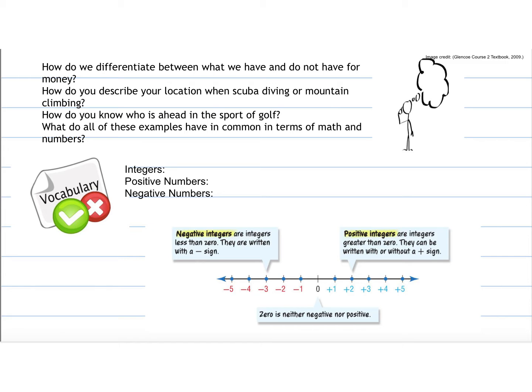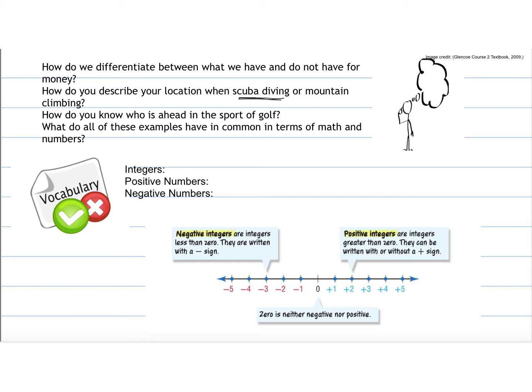So just to think about a few things, how do we differentiate between what we have and do not have for money? If we have money, we're positive. If we owe someone money or we don't have money, then we are in the negative or at zero. How do you describe your location when scuba diving? Scuba diving, you're below sea level, so that's going to be a negative amount of feet. And mountain climbing, you're way above, you're pretty high, so that's going to be positive. How do you know who is ahead in the sport of golf? If you have watched golf, or if you know anything about golf, the scores can be positive or negative. The lower the score, the better that you're doing.